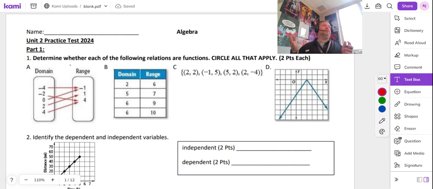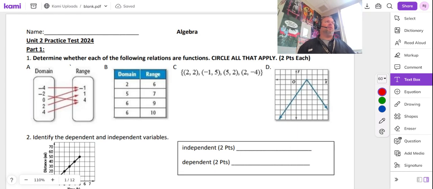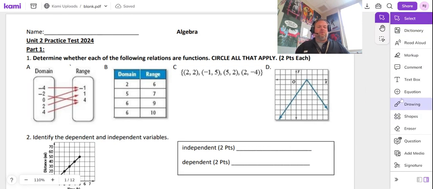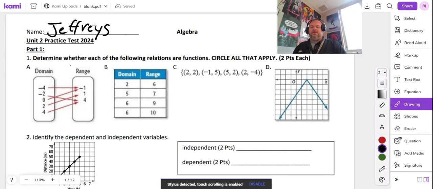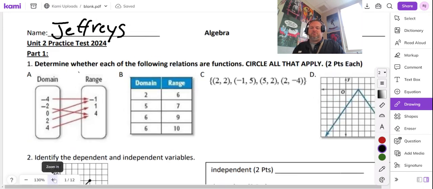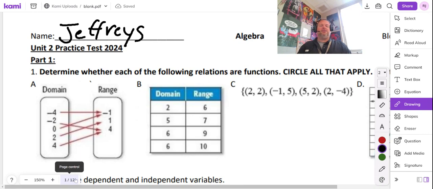We are finally done with functions this unit. It seems like we've been here forever. Okay, so we're going over our practice test, and in true Jeffries fashion, I gave you something on paper that you technically kind of had yesterday when I was absent, digitally. So only a few people caught on to that. Other people were like, I've never seen these before.